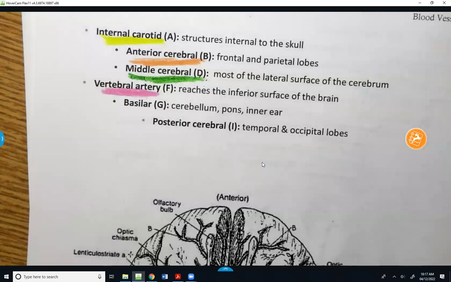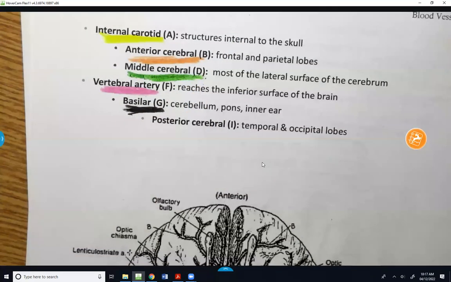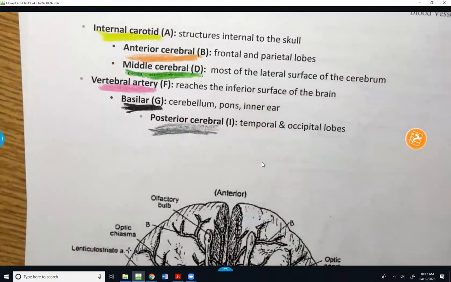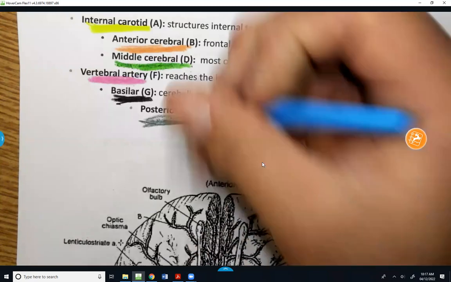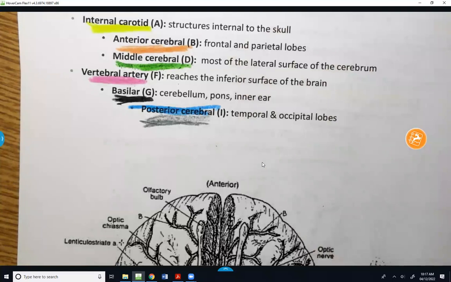Let's do black for the basilar. Cool gray for the posterior cerebral. Actually, you know what? That one won't. Let's do something that'll stand out really well. I'm gonna do blue for the posterior cerebral. That'll stand out a little bit better, and you'll see it a little bit easier.